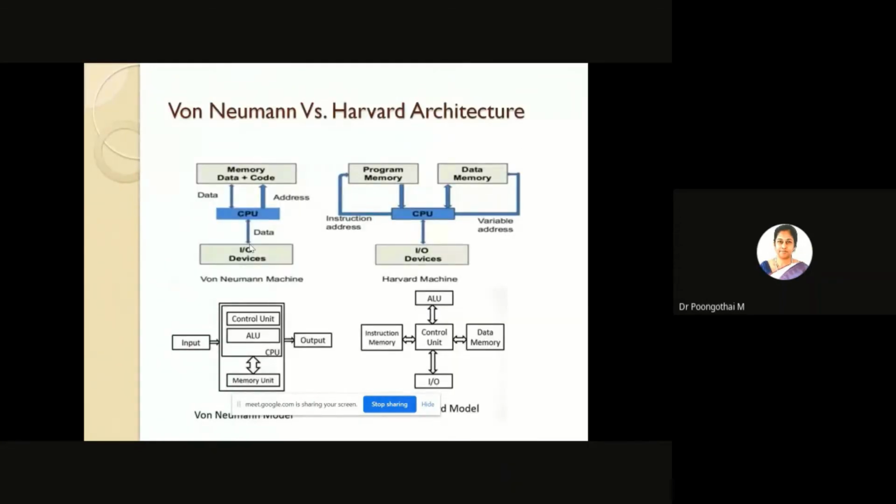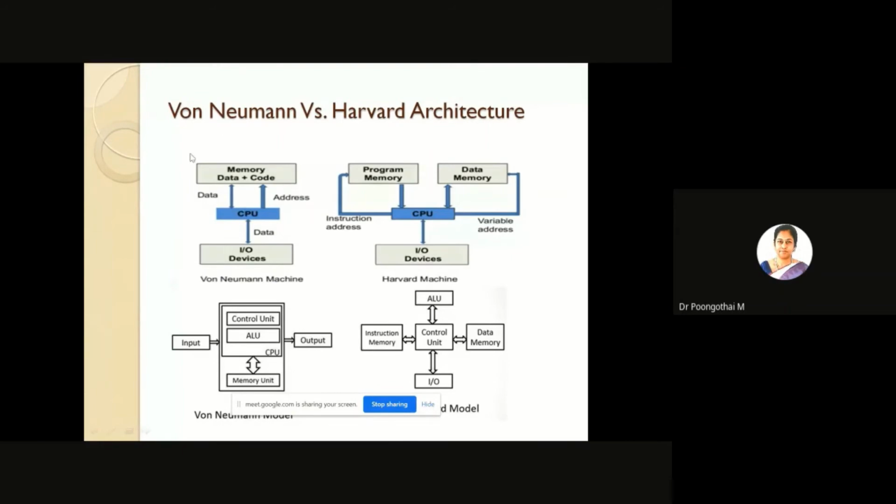And the important next thing is architecture. Before we start our 8051 architecture, these 2 are very important for understanding your 8051 microcontroller. There are basically 2 types of digital computer architecture. One is the von Neumann, the other one is the Harvard architecture. Your 8051 follows Harvard architecture. Okay, so we will see one by one.